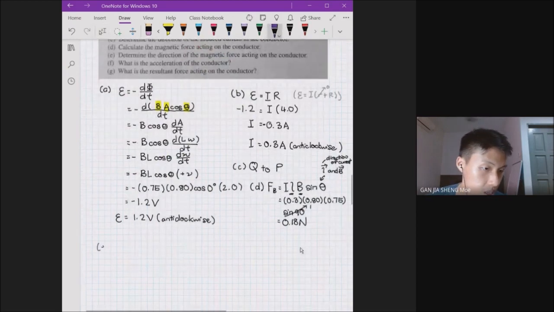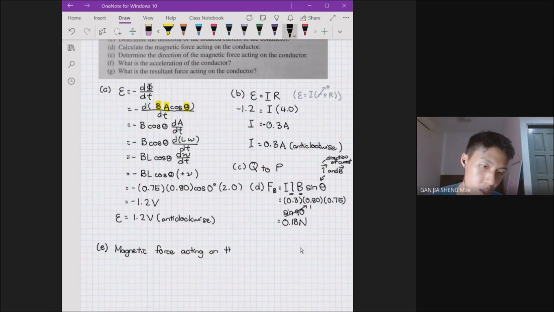Therefore, for E, you can say the magnetic force acting on the conductor is directed to the left.